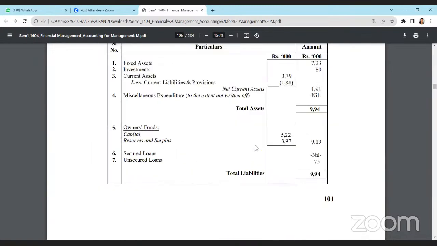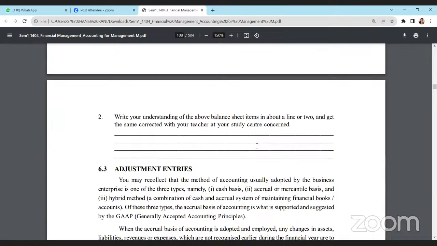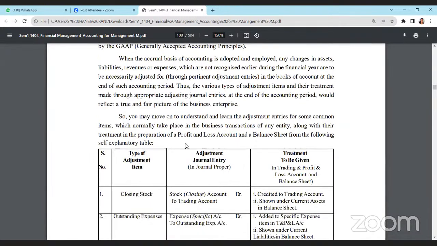So now look at here. There are few adjustments or adjustment entries given to us. Closing stock. This normally we will come to know after preparing the trial balance. So whenever this balance is given, remember, all adjustments will have two effects. One will be the debit effect and the other one will be the credit effect.